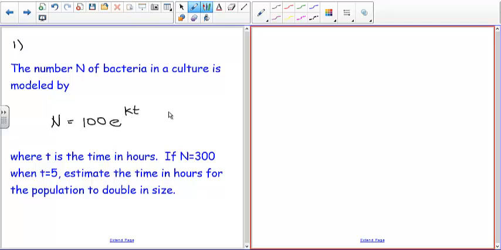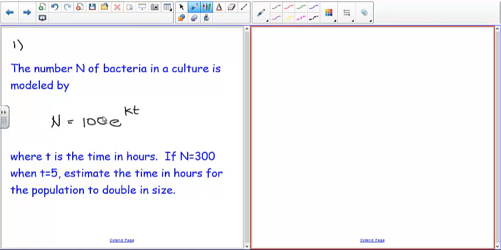At some point, there's going to be competition for resources. In that case, we might have a logistic growth model, but in the initial phase, it can behave in an exponential fashion. What we have to do here is figure out what this k constant is.